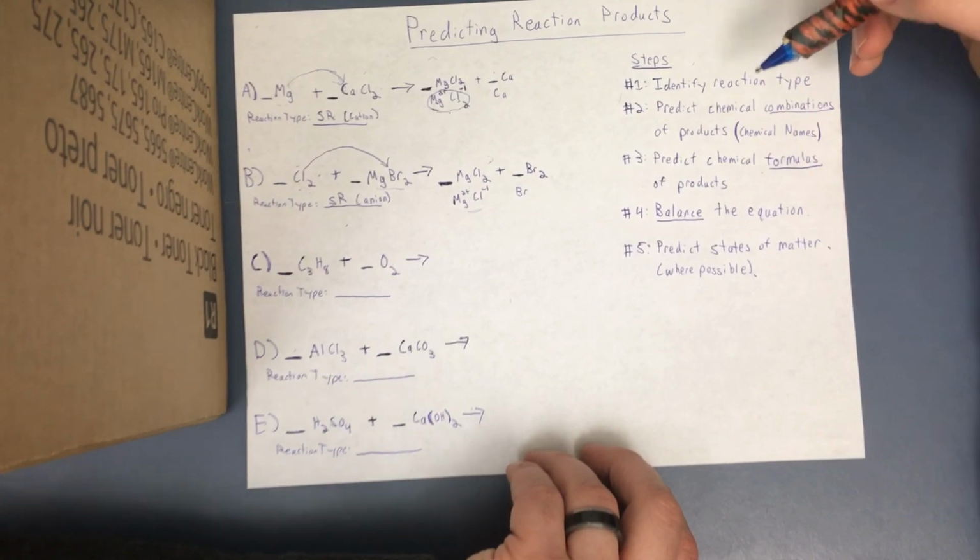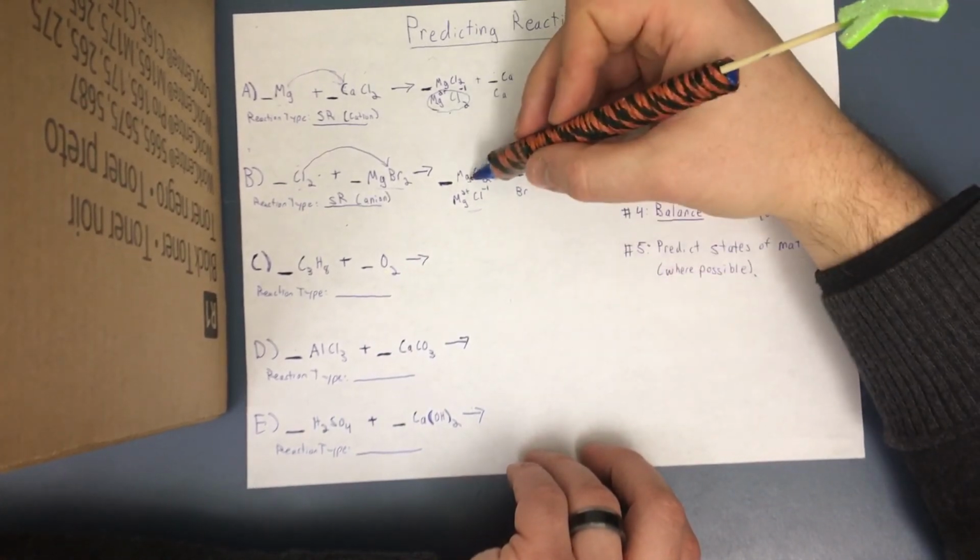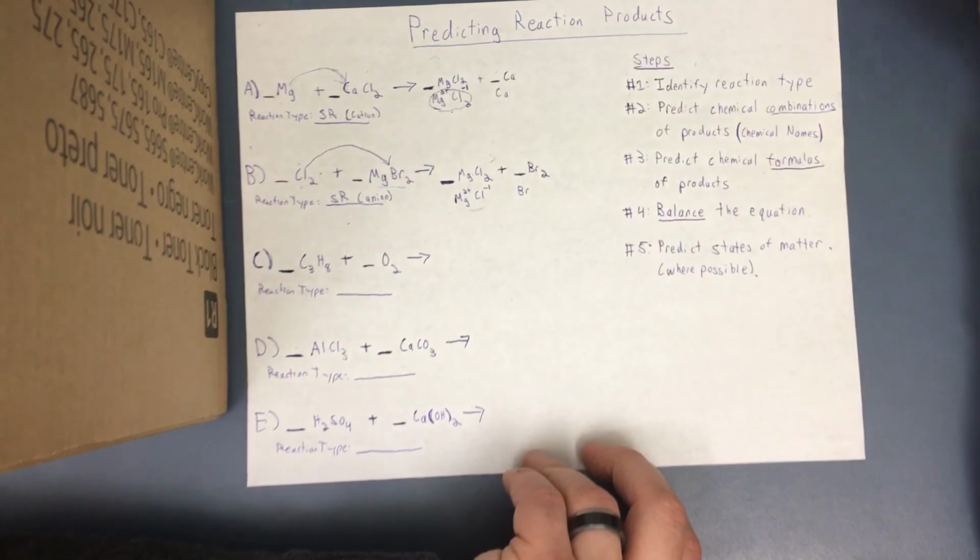Again, it was critical to predict who paired with who before figuring out what our chemical formulas of our products would be.